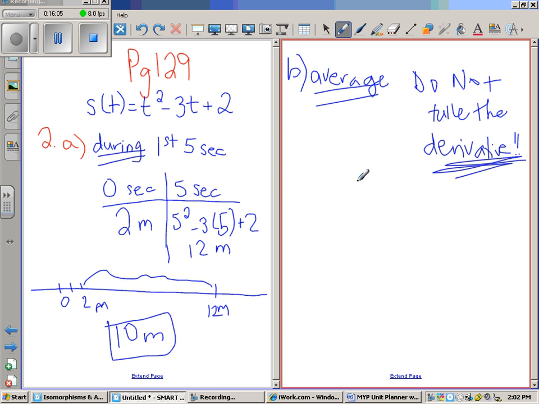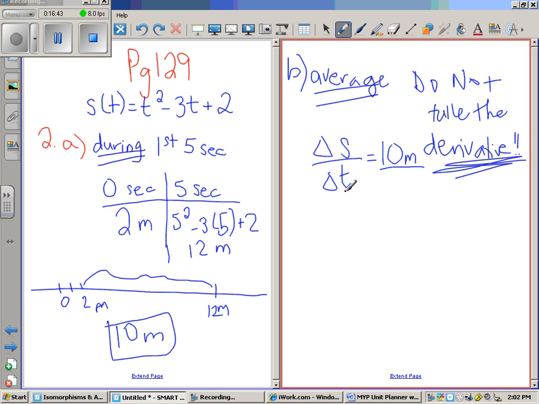It's actually very easy. The average velocity is the change in position over the change in time. Okay? Just like the average slope is the change in y over the change in x, the y value representative is s of t. So it's the change in our s over the change of t. Well, during the first 5 seconds, how far did we go? What was our change in position? Hey, we can look at part A. It's 10 meters.